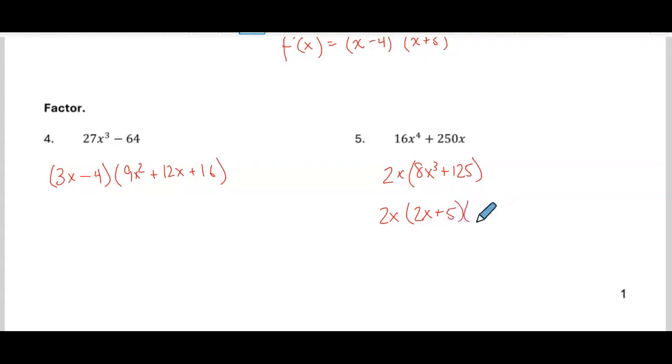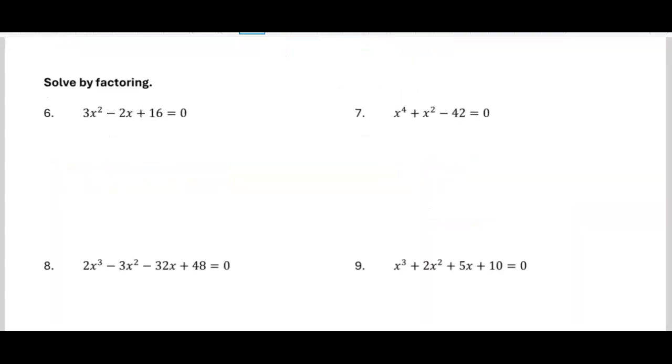And then 2x squared would be 4x squared. 2x times 5 is 10, but we're going to make it the opposite sign. And 5 squared is 25. Okay, so there is page 1. Moving on to page 2.